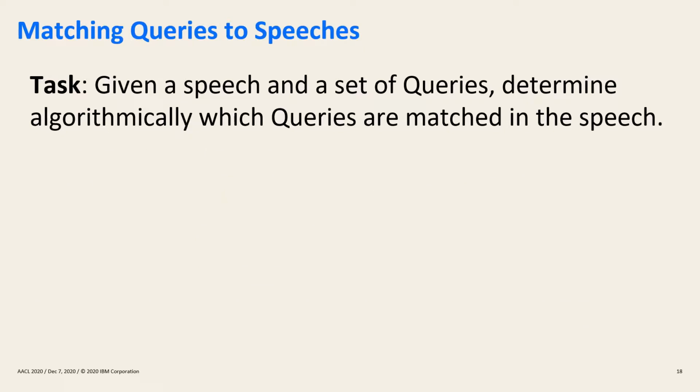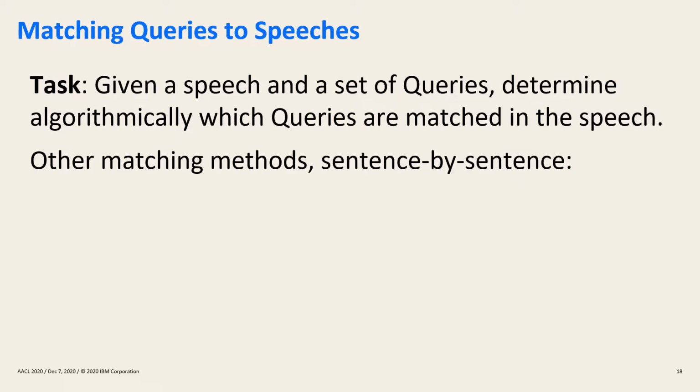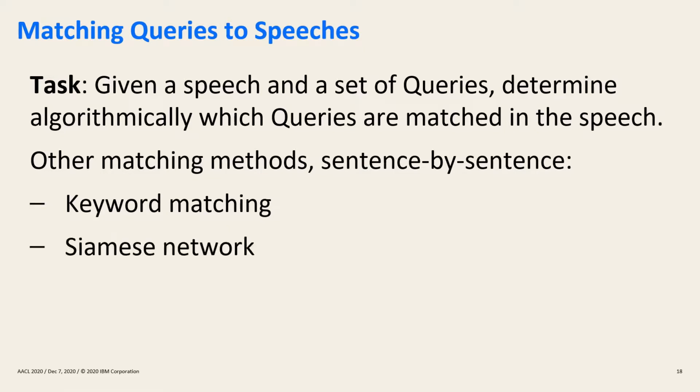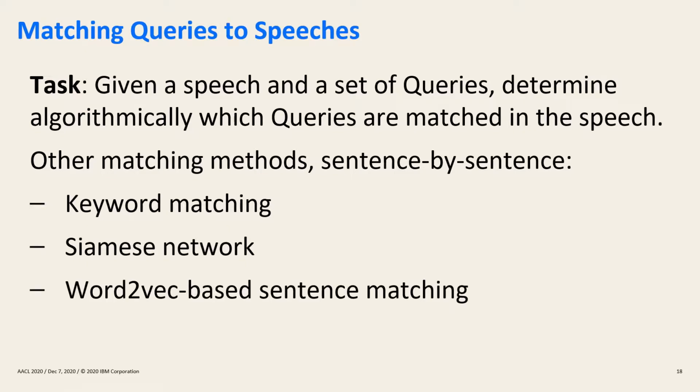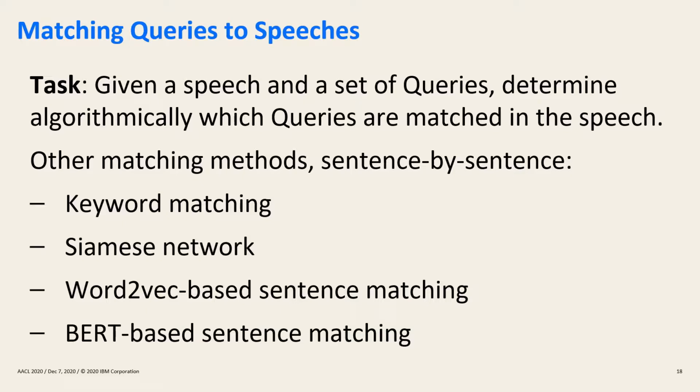In the more general case, when we can't compute an a priori probability or we don't want to, we can use other matching methods, which are sentence by sentence based. For example, keyword matching. The query might be a keyword like black market, as we've seen before. And then we go over the speech sentence by sentence and look whether or not the keyword matches. Similarly, we've developed a Siamese network that tries to determine whether or not a sentence matches a query. We've used a word2vec based sentence matching, and more recently BERT-based sentence matching.